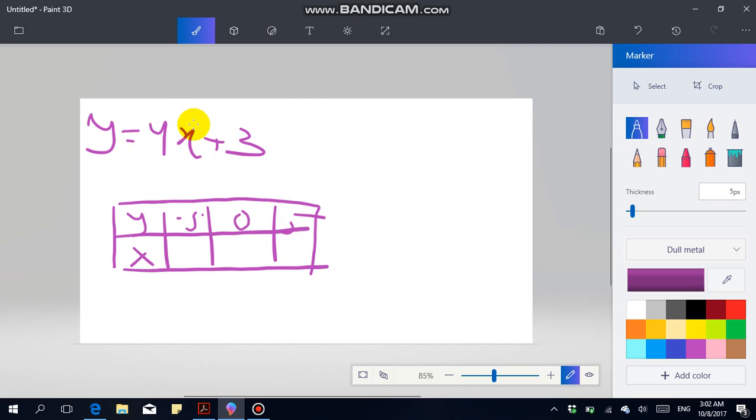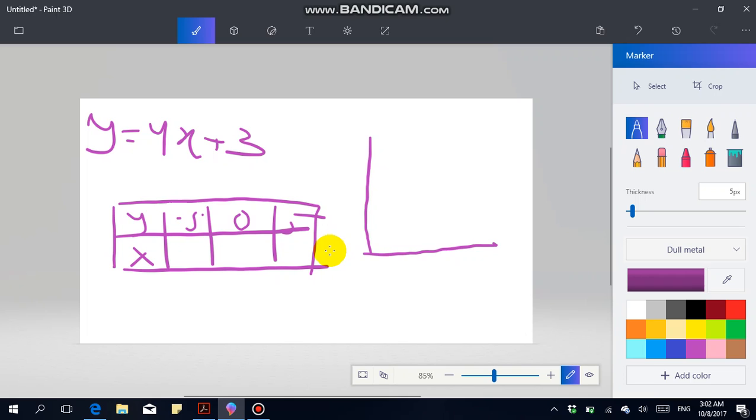Now these are any 3 arbitrary points that I've taken. You can take any of the points that you want, but usually the thumb rule is that you take one negative value, one 0, and one positive value. You could have taken -10, 0, 20, or whatever. But the point is you take one negative value, 0, and then one positive value in order to draw the line.